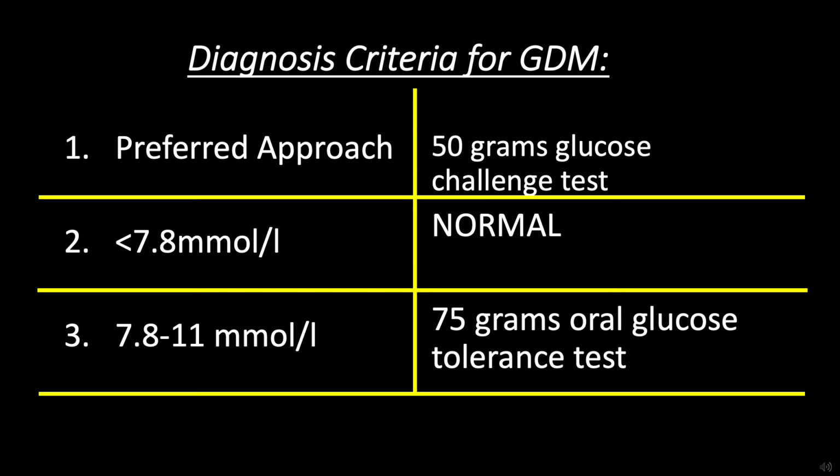Diagnosis criteria for GDM, preferred approach: 50 gram glucose challenge test, less than 7.8 mmol/L, it's normal. If between 7.8 to 11 mmol/L, then 75 gram oral glucose tolerance test.